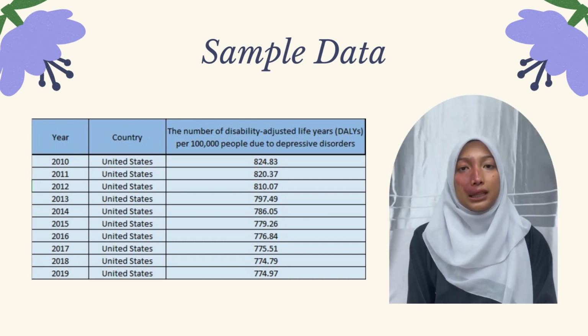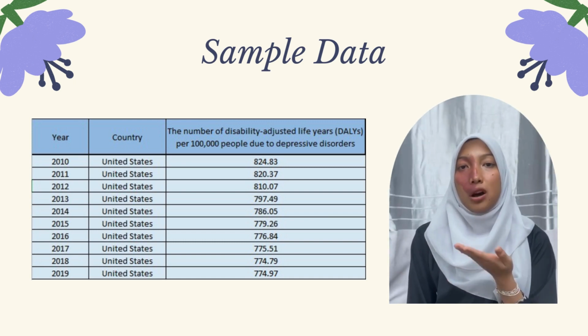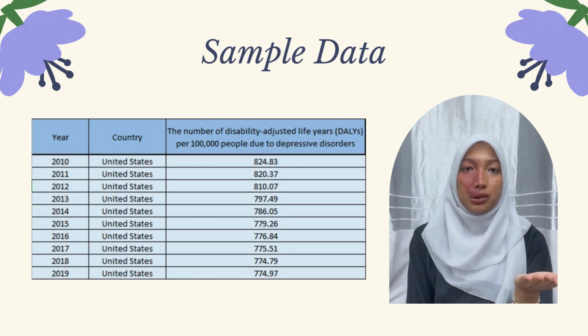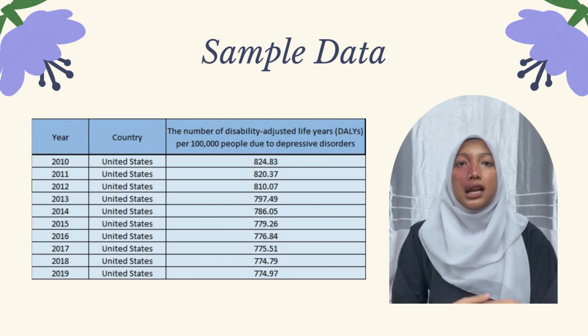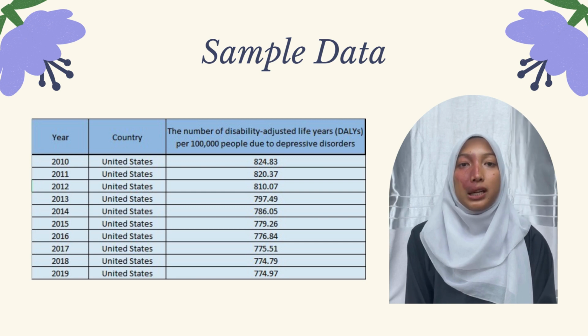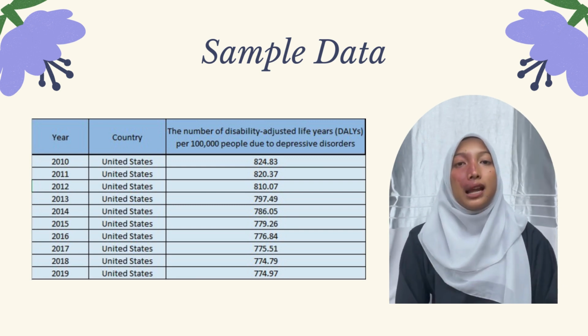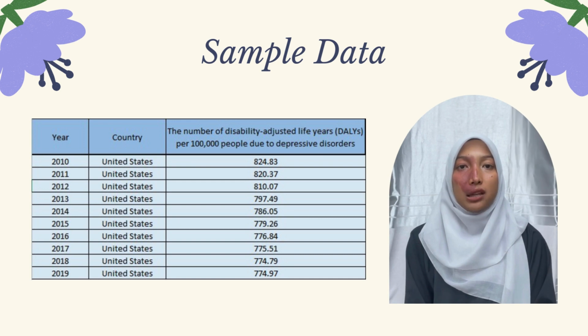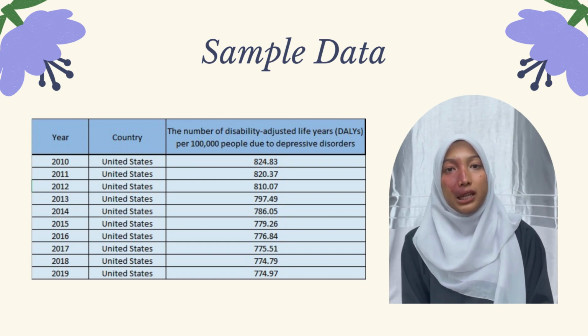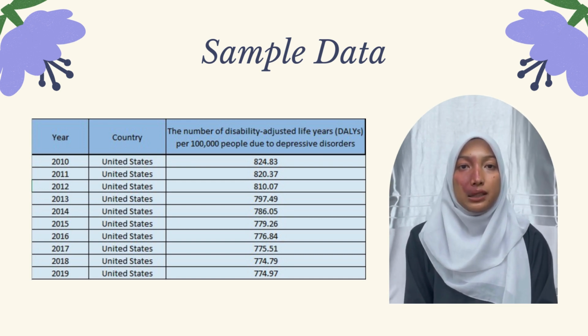In this sample data, I take 10 years for my number of observations, which shows the years from 2010 to 2019. In the United States, the number of disability adjusted life years, DALYs, per 100,000 people due to depressive disorders is declining from 2010 to 2019. DALYs are the cumulative number of years lost due to illness, disability, or early death and excess disease burden.